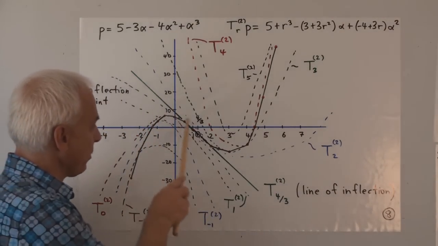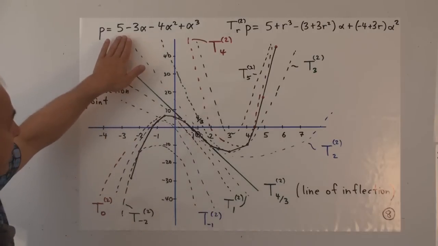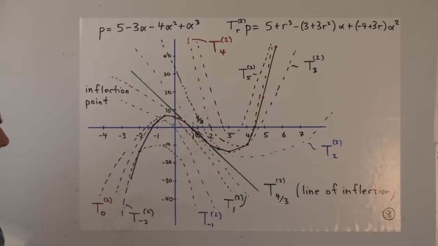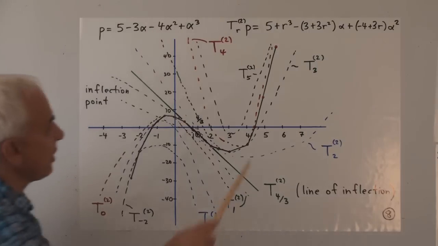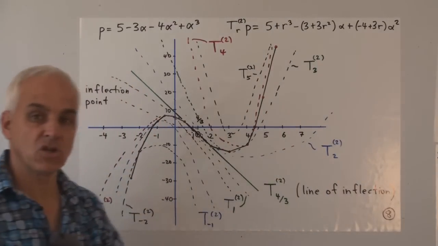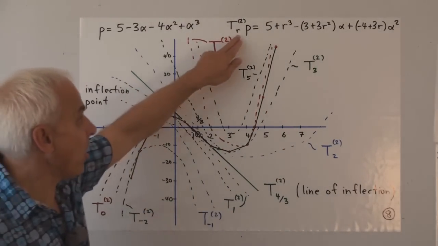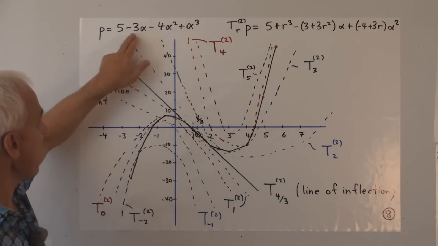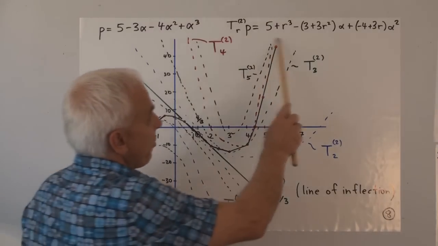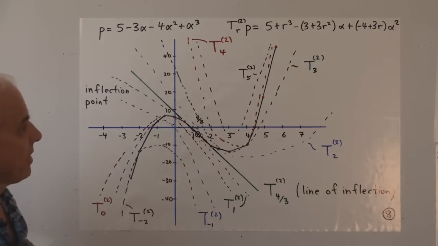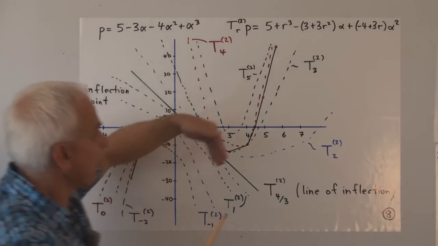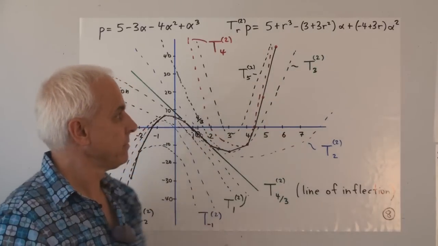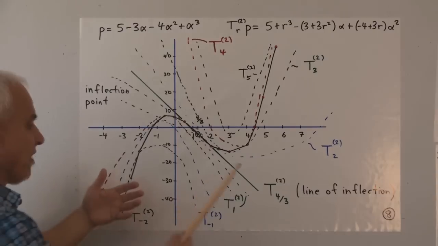So here's that cubic that we were looking at before, the one with equation 5 minus 3 alpha minus 4 alpha squared plus alpha cubed. And here is the formula for the tangent conic of this thing at r. So I'm replacing the a, b, c, and d with 5, minus 3, minus 4, and 1, and that's the formula that we get. Now for various values of r, you can sub in here and you're going to get different conics appearing. And I've graphed some of them, at least roughly here for you.